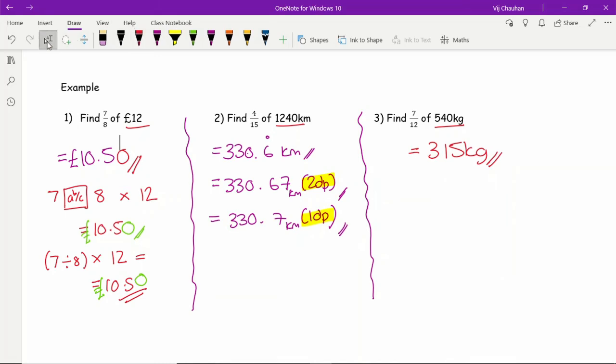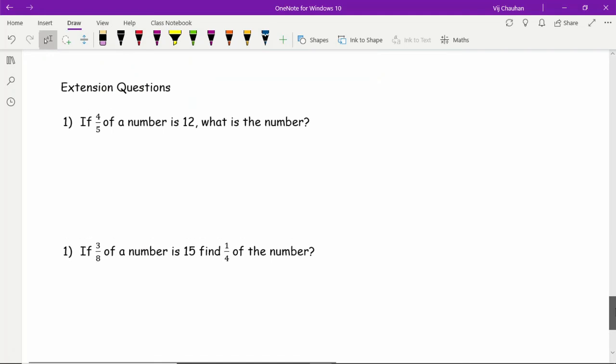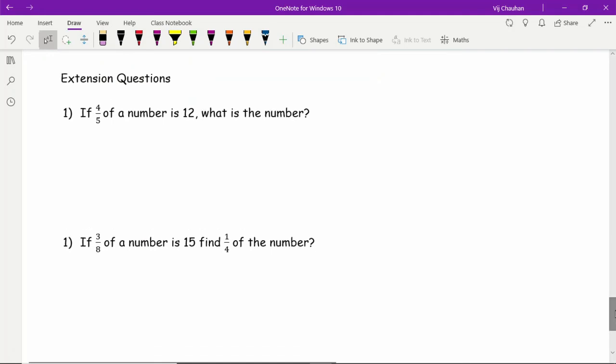So let's just have a look now at some extension questions. So once you've mastered that, you might get some of these more complicated questions. That all really depends on the interpretation, how you read the question. So let's have a look. So in question 1 it says 4/5 of a number is 12. What is the number? So here we're not given the whole total amount. We only know what the fraction amount is. So this is like what we call a reverse question. So this is where the answer is 12 and we want to work out what the whole number is.